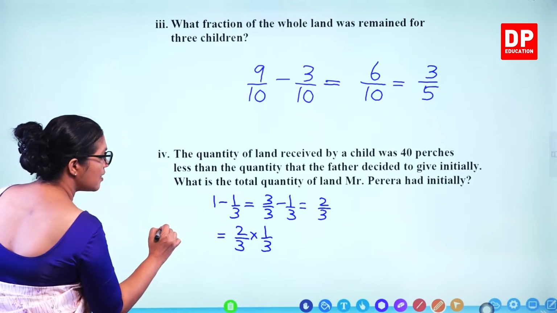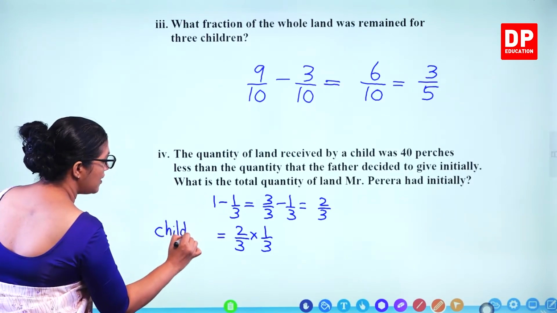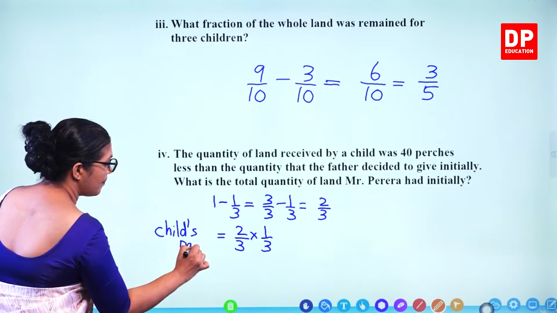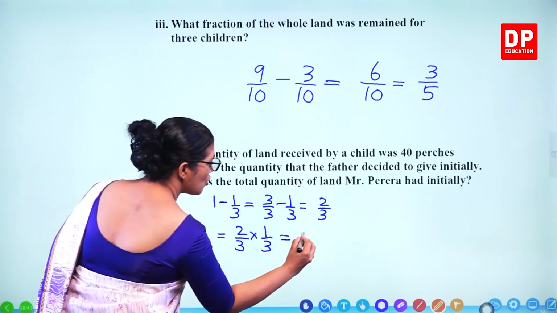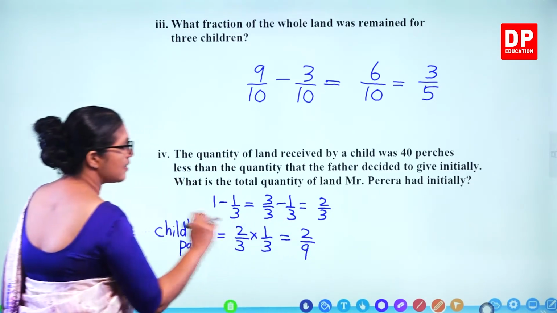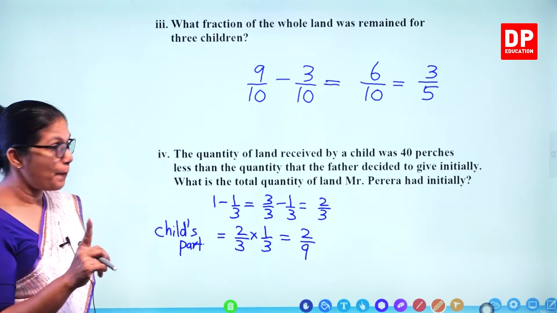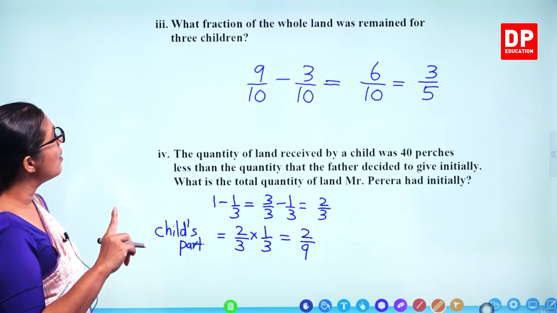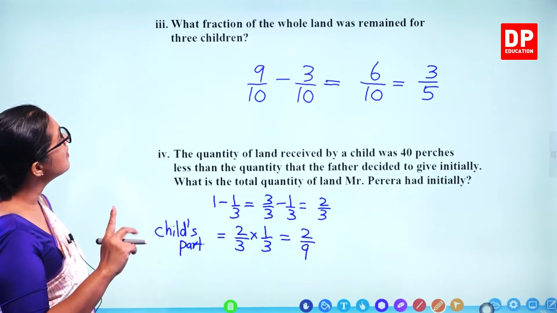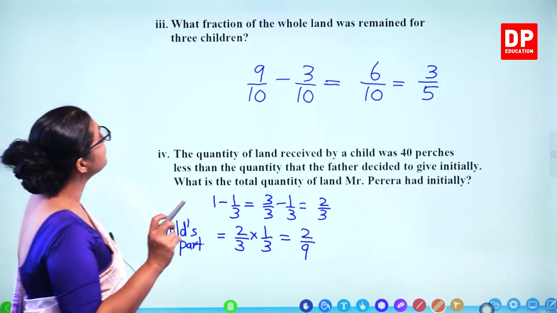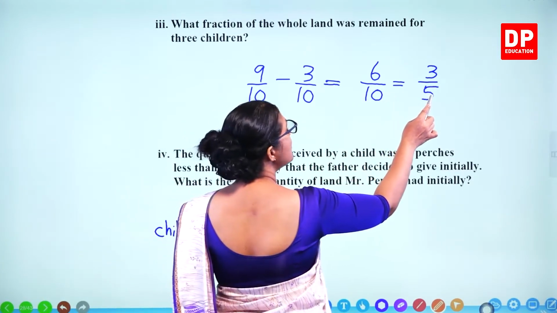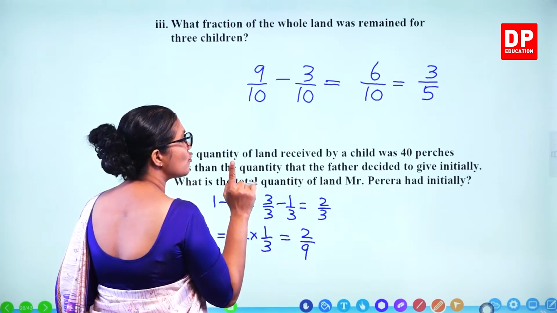That's the child's part. That means 2 over 9. So that was before. But now, what's the part one child gets? 3/5 divided by 3. So that's 1/5.